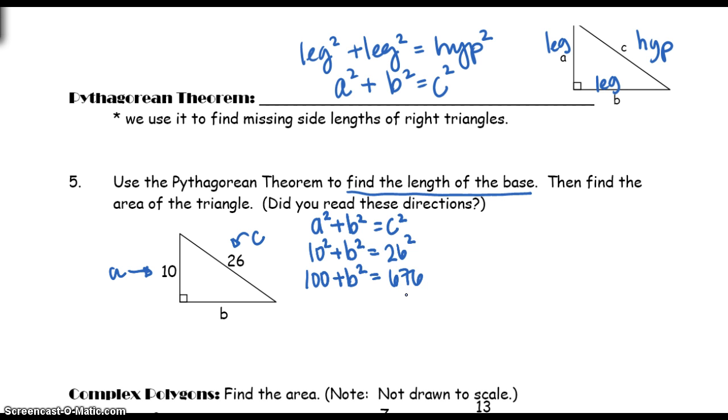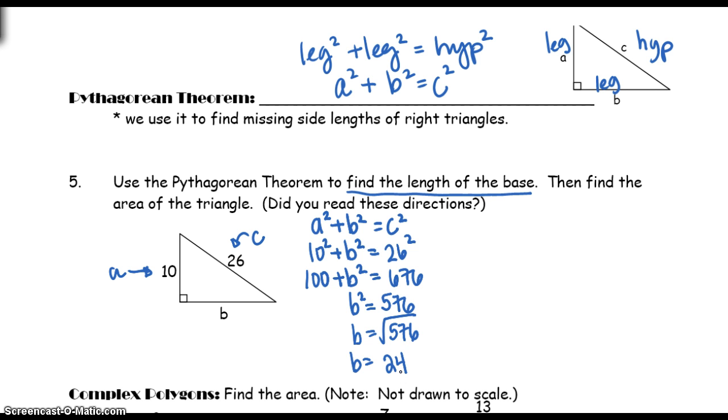Now to get your b squared alone, you're going to subtract 100 on both sides, and you have b squared equals 576. How do you get rid of a square? What is the inverse of that? Well, it's to take the square root. So we would take the square root of both sides, and we would have the square root of 576. And when you type that in your calculator, you will get 24. So your base is 24.